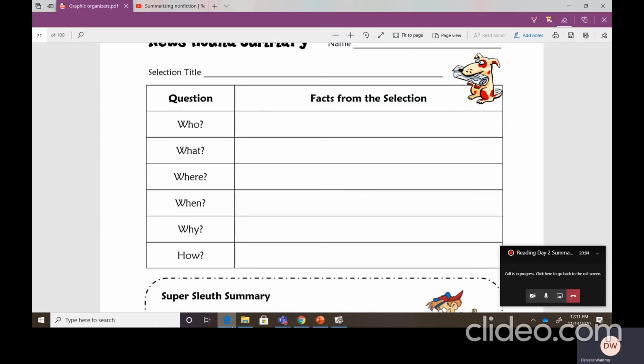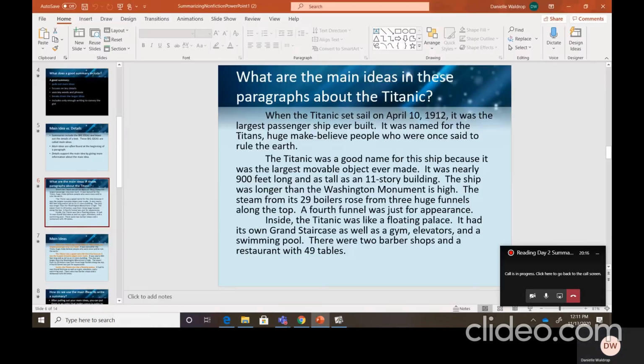Thinking about the Titanic we just went over, you're going to do the same thing with your Dollars and Cents text. So you're going to go through and you're going to answer your questions. So let's go through and let's just verbally answer these questions about the Titanic text. Who was the Titanic text about?